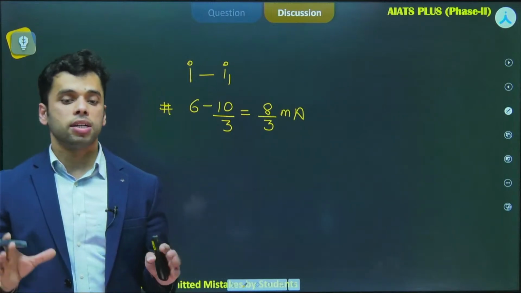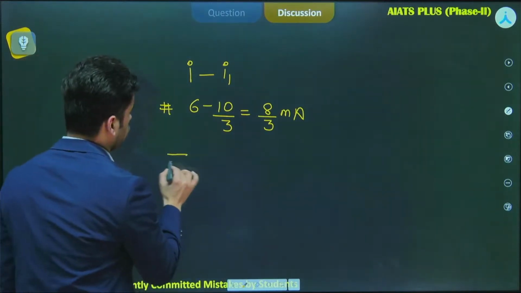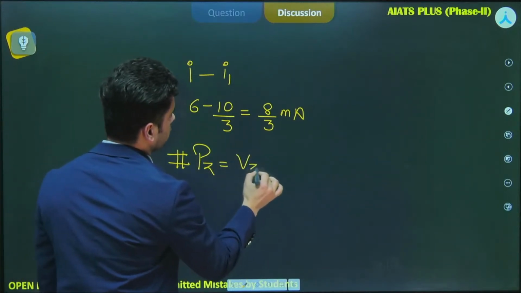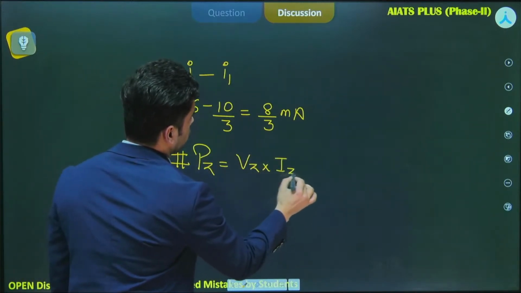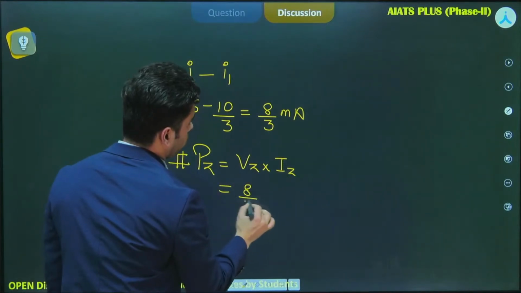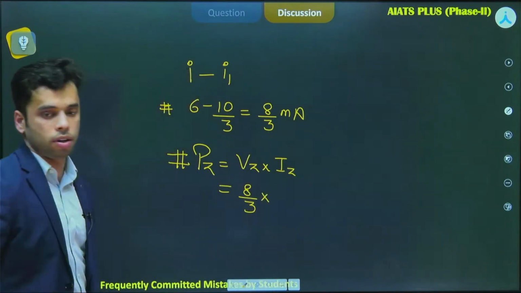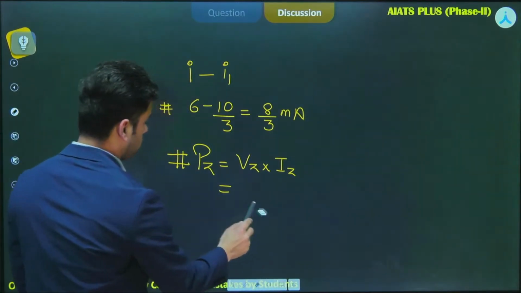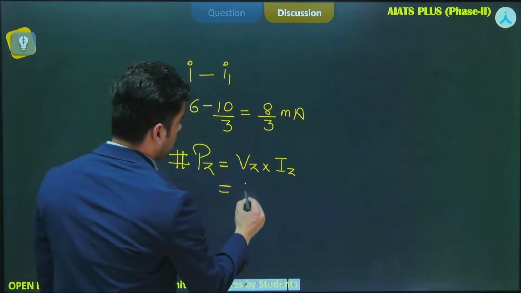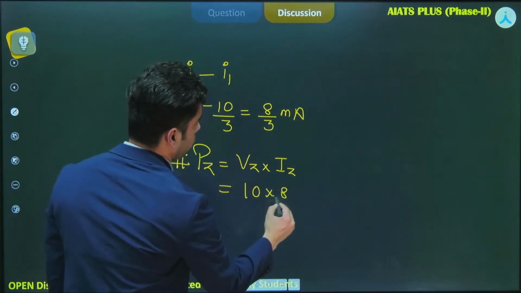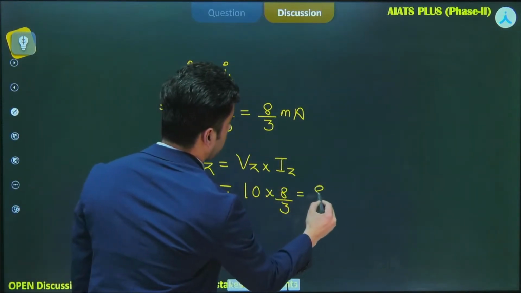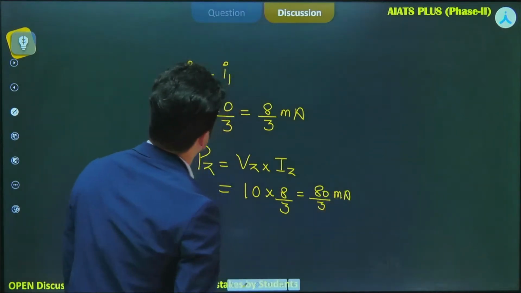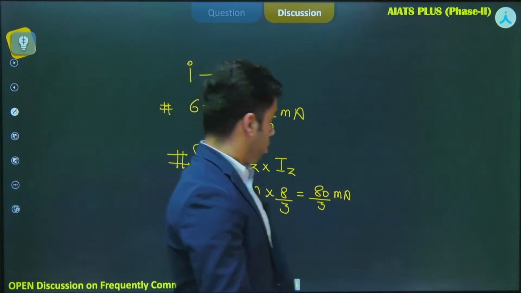We got the current, but still the problem is not over. We need to find PZ, the power across the Zener diode. It will be equal to VZ into IZ. VZ is 10, IZ is 8 by 3. So it is coming out to be equal to 80 by 3. Sorry, not ampere.